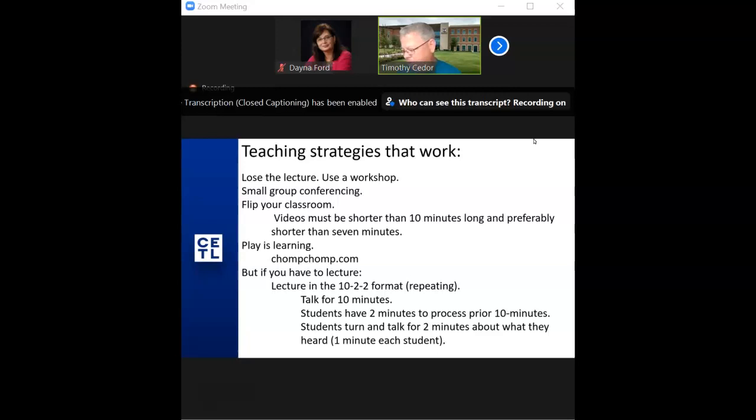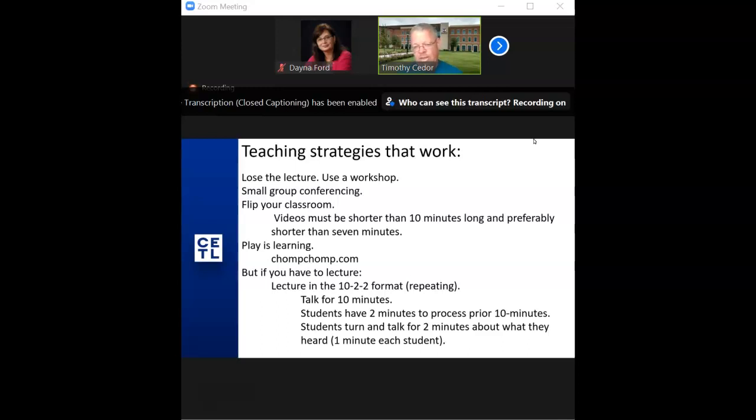So we kind of talked about small group conferencing as well. One of the very first things that I do, usually on the second day of class, is have the developmental writing students take a diagnostic test, because I know that they didn't pass the test, but I don't know exactly why they didn't pass the test.